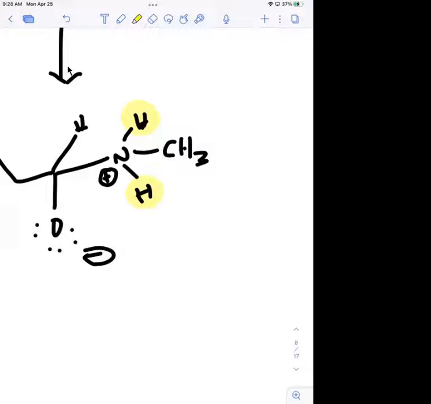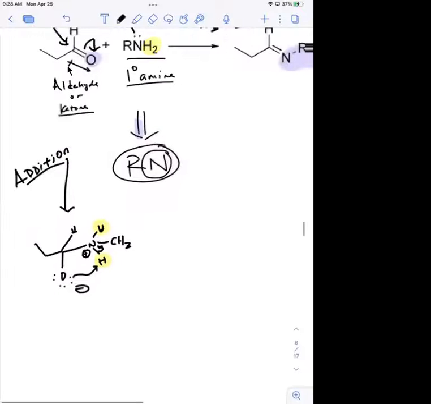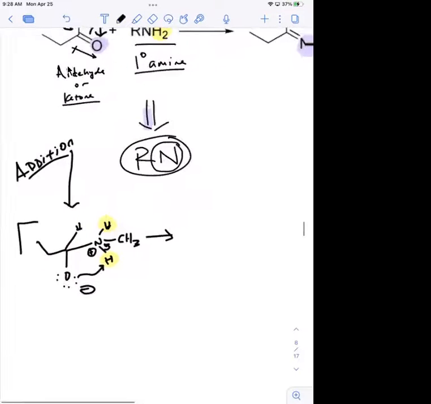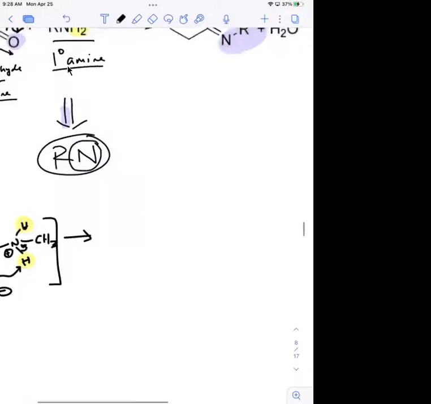So let's see what happens. Now I'm going to actually do two proton transfers separately. So I'm going to do that. That's one. That's going to get me to, and let me bracket that in, that's going to get me to this intermediate.